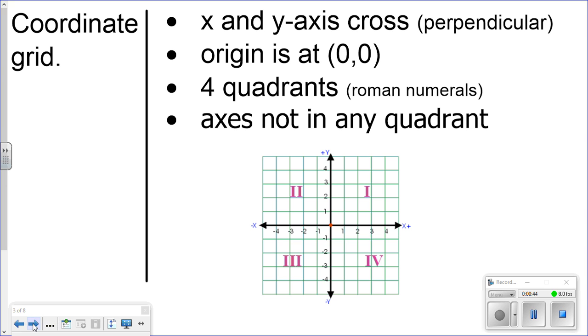So a coordinate grid just means we have the x and y axes, and the two lines cross to make perpendicular lines. The origin is always at 0, 0, and this creates 4 quadrants. The 4 quadrants are named 1, 2, 3, and 4, but we use Roman numerals in order to name them. The axes, x and y, are not actually in any quadrant.